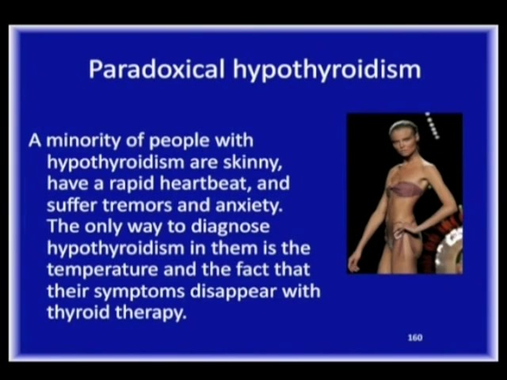Although most people who are hypothyroid will appear overweight, there is a phenomenon called paradoxical hypothyroidism. A minority of people with hypothyroidism are skinny, have a rapid heartbeat, and suffer tremors and anxiety. The only way to diagnose hypothyroid in them is to take their temperature, and the fact that their symptoms disappear with thyroid therapy.